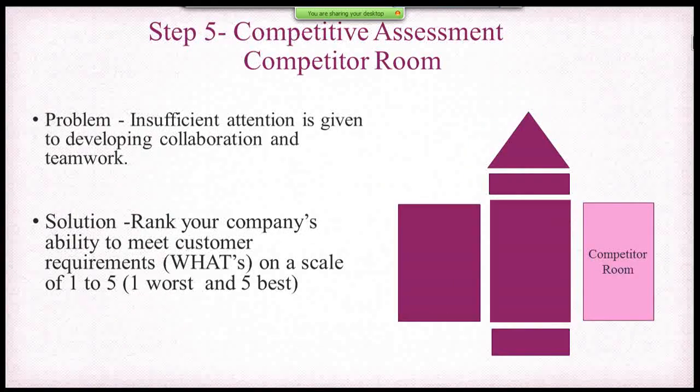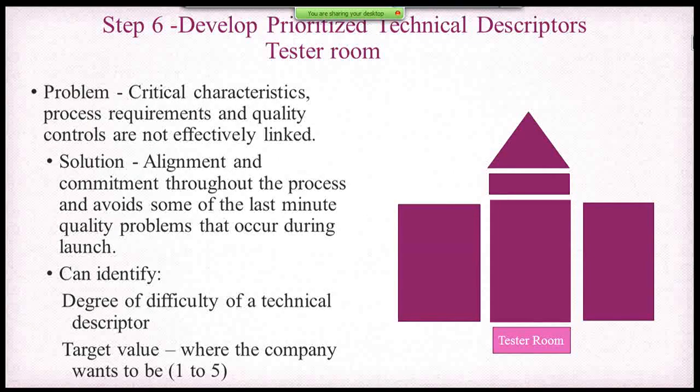The fifth step in the house of quality is called the competitor room. In this room, what we mainly do is understand our company's position based on customer satisfaction. That is, we can compare our company's position with other companies. This is also done on a ranking scale of 1 to 5, 1 being the least and 5 being the best.